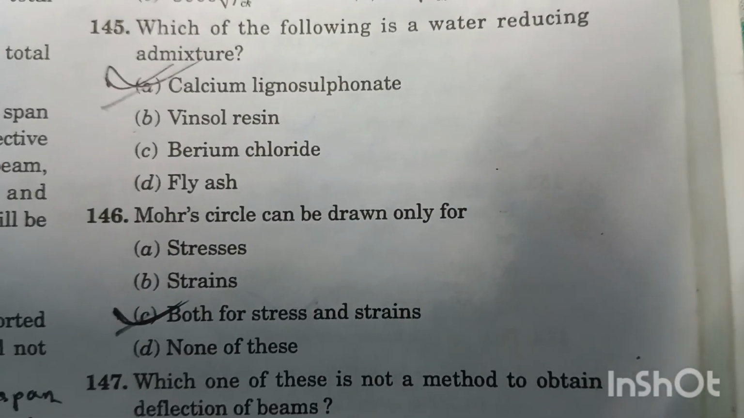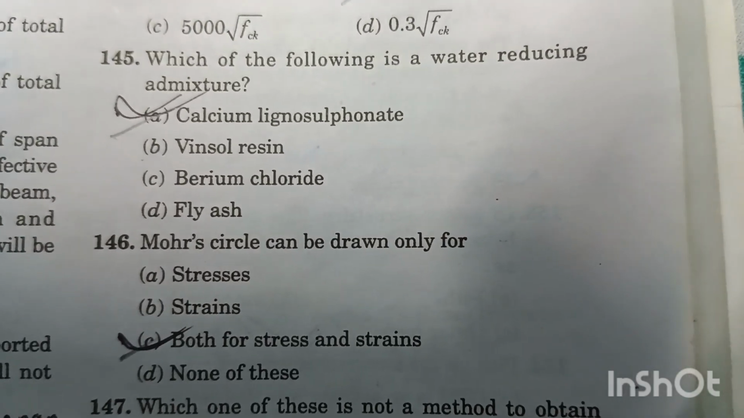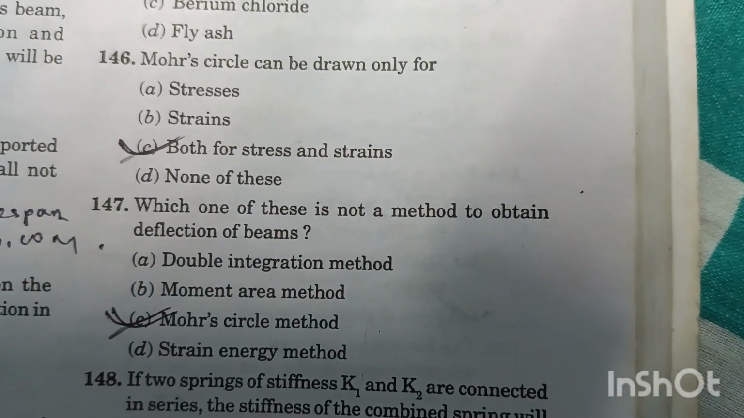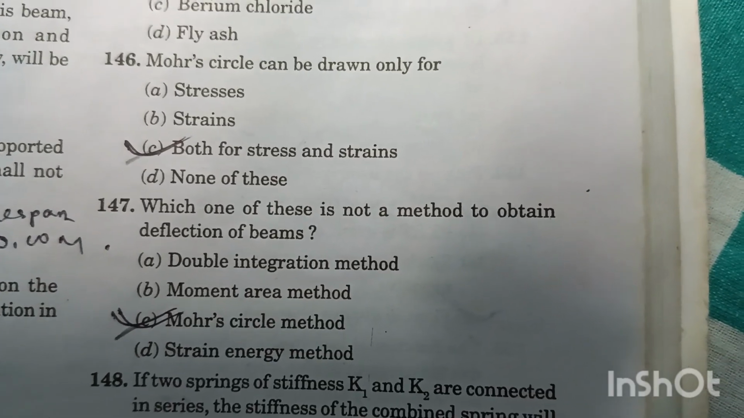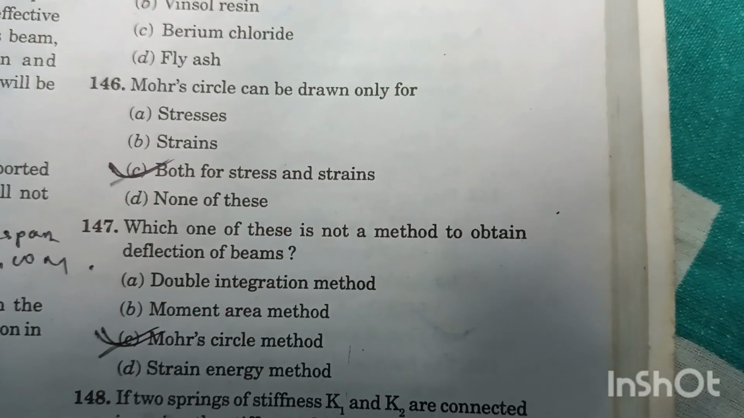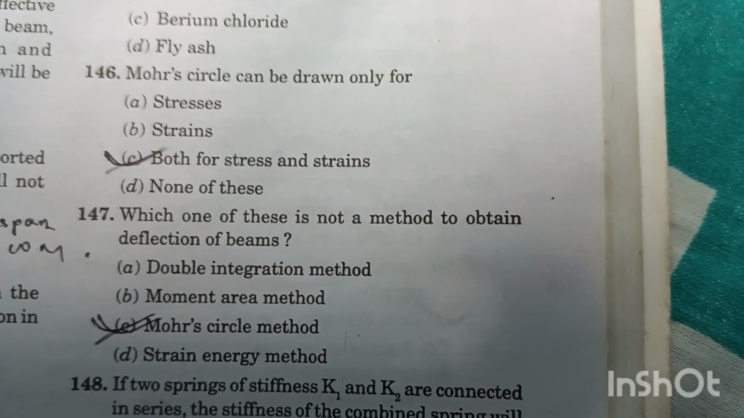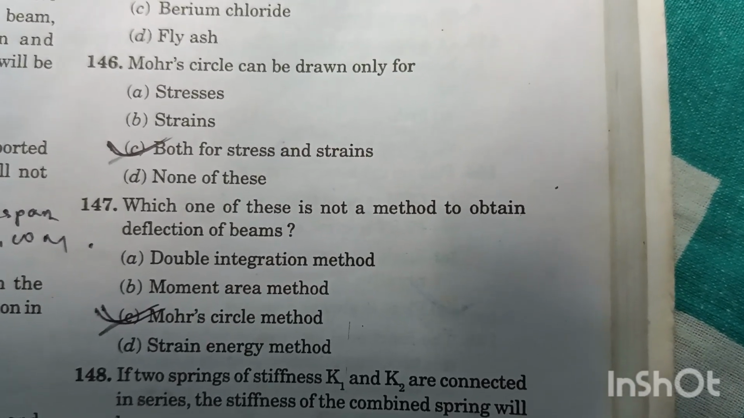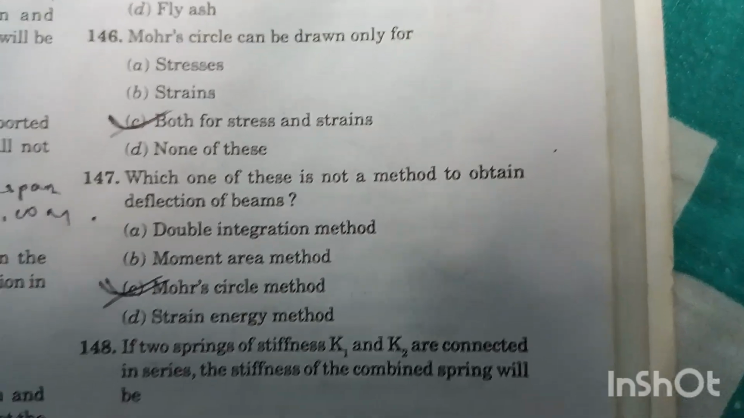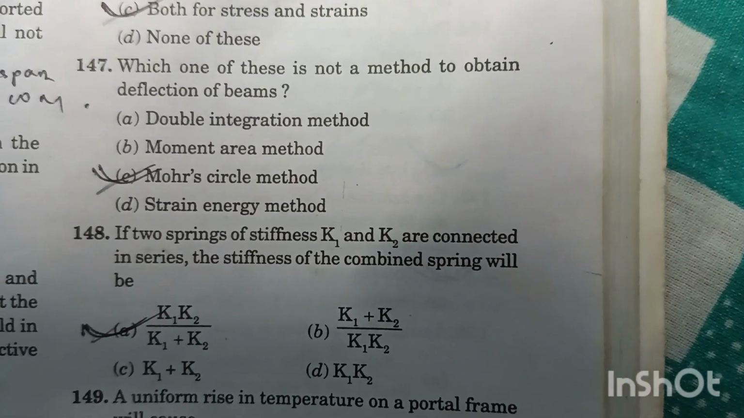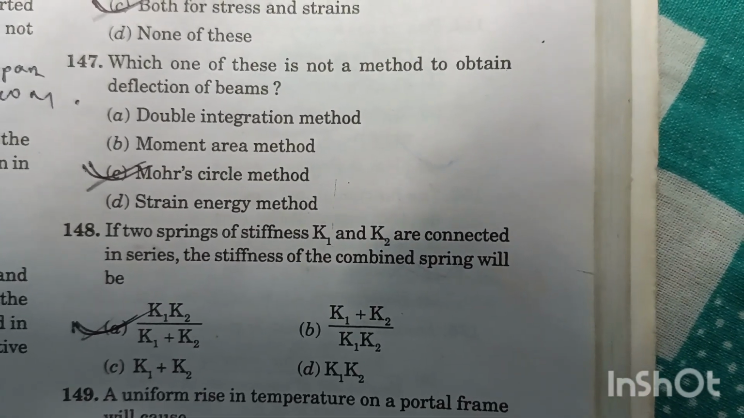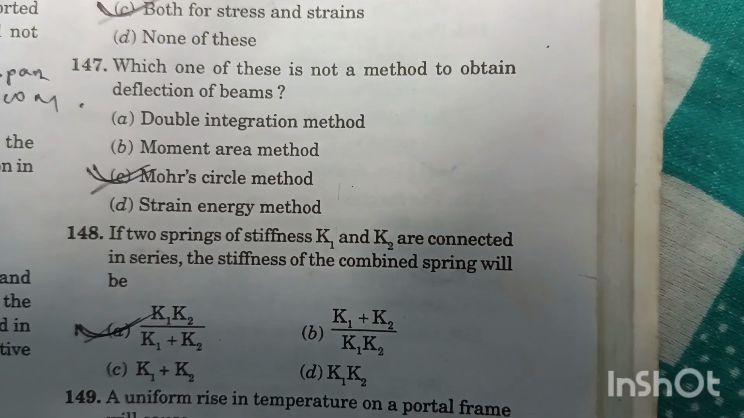Question number 146. Mohr circle can be drawn for both stresses and strains. Option C is the right answer. Question number 147. Which of these is not a method to obtain deflection of beams? Double integration method, moment area method, strain energy method. They are methods to find out the deflection of the beam. But Mohr circle method is not a method to obtain deflection of the beam. Option C is the right answer for this question. Question number 148. If two springs of stiffness K1 and K2 are connected in series, the stiffness of the combined spring will be K1 into K2 divided by K1 plus K2.